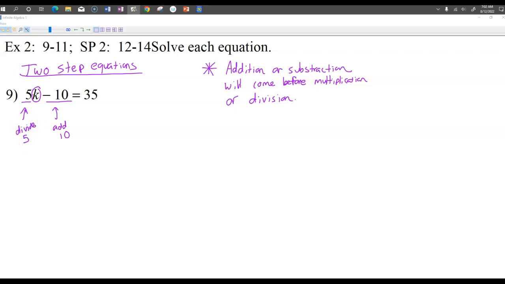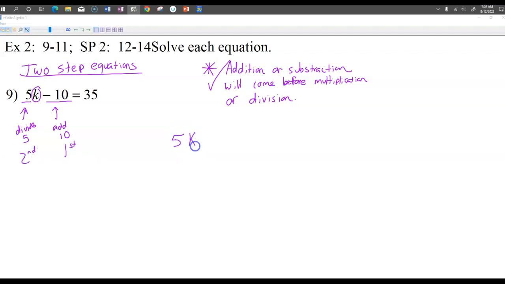Now, which one of these do I do first? Do I divide by 5 or do I add 10? Well, over here it says addition or subtraction should come first. So we're going to do this first, and then we're going to do this second. Okay? So let's do that.